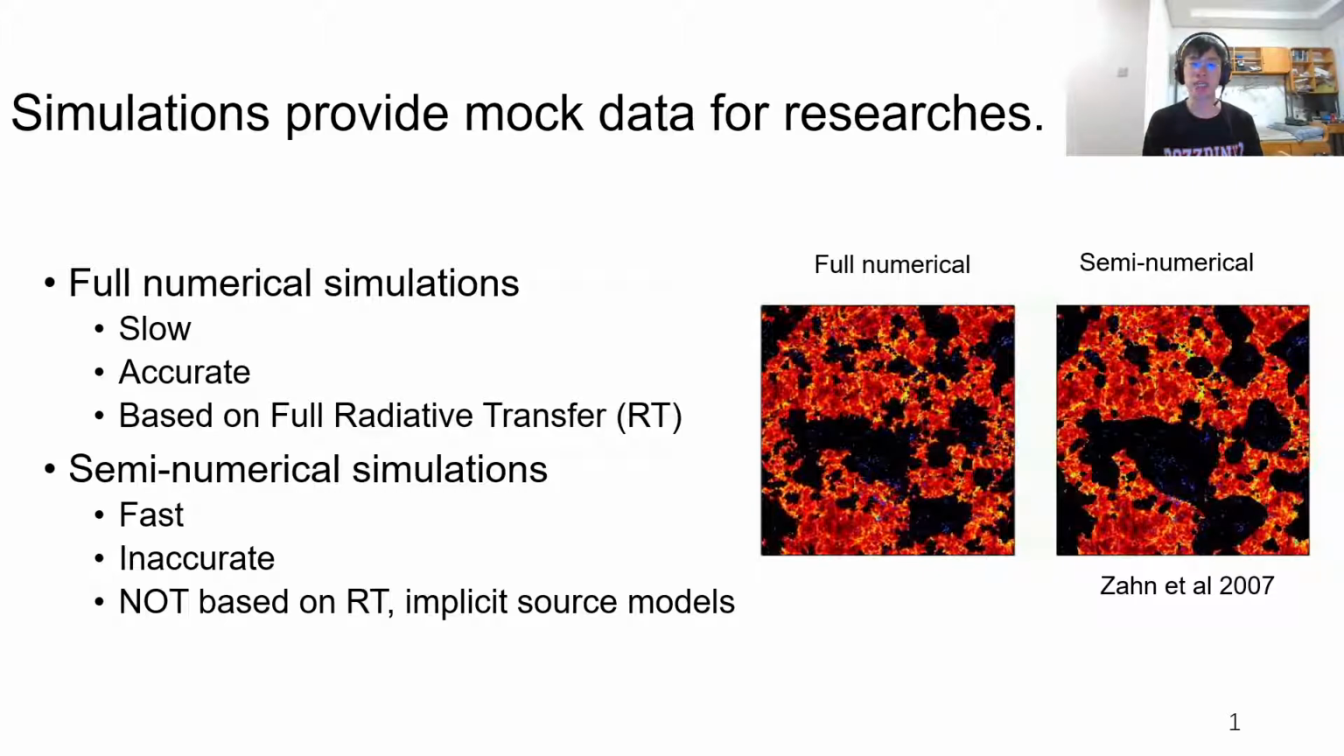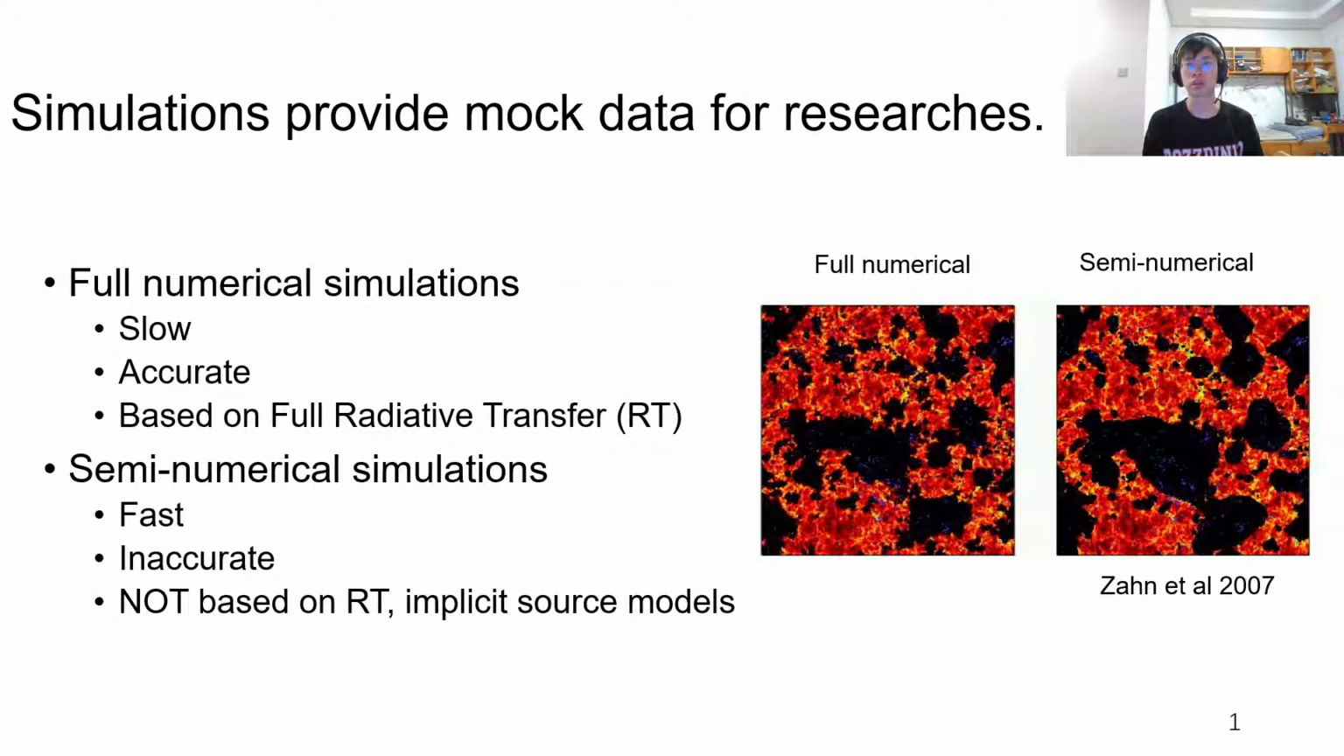Generally speaking, we can divide all kinds of simulations into two categories. One is full numerical simulations, which are accurate but slow as they are based on full radial transfer. The other one is semi-numerical simulations, which are fast but inaccurate as they adopt some assumptions to avoid full radial transfer. Most of them also don't have explicit source models. If you need large amounts of data, the semi-numerical one seems to be your choice.